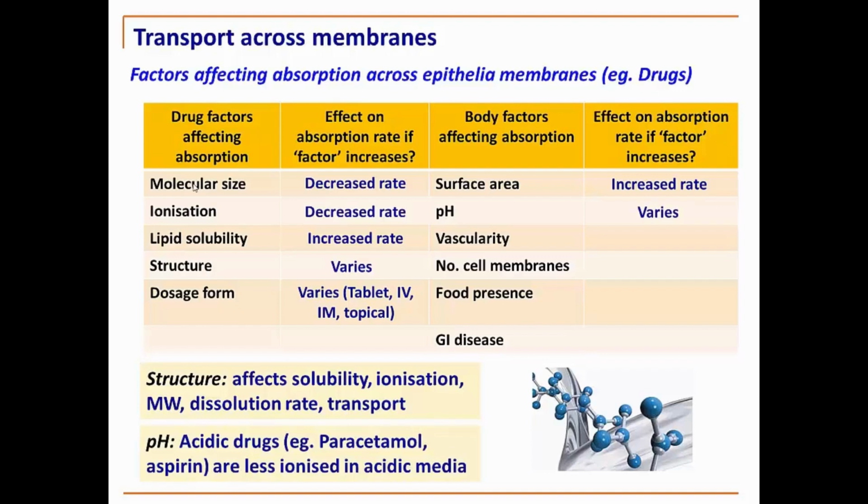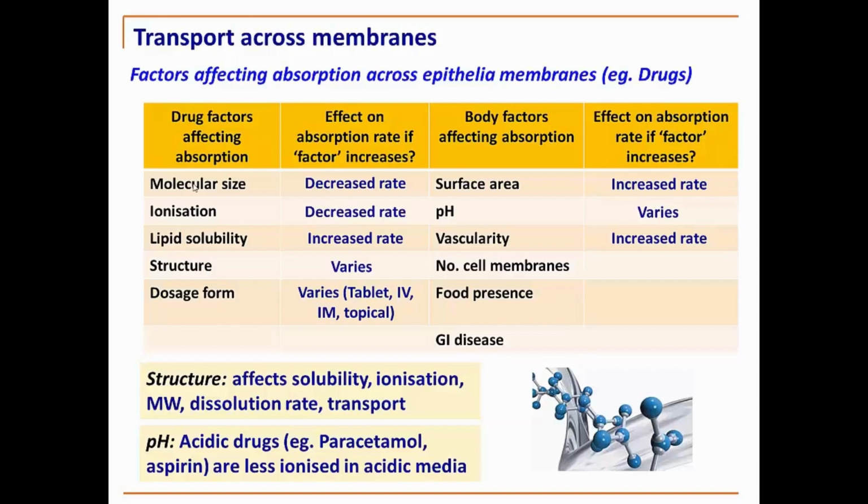So, for example, acidic drugs like paracetamol are less ionized in acidic media. So you take paracetamol, put it into an acidic media, it becomes less ionized. In other words, pH may cause some drugs to be less soluble. For example, like I said, acidic drugs are less ionized in acidic media and are therefore more lipid soluble. And ditto for basic drugs in basic media, examples being adrenaline, morphine, cocaine.